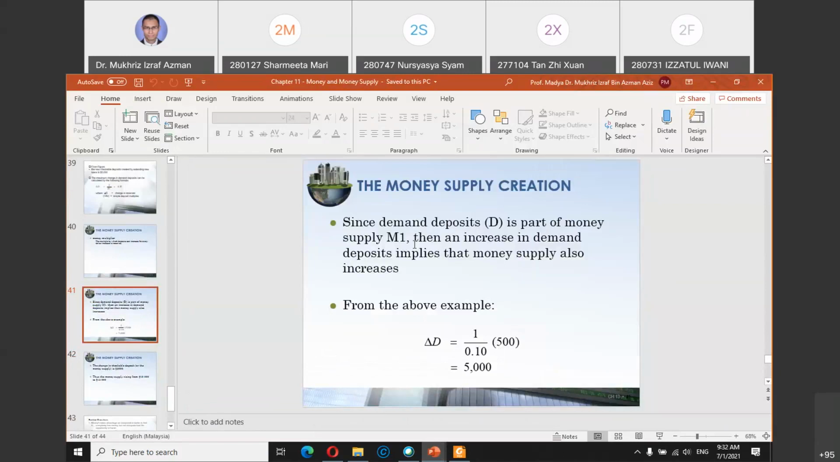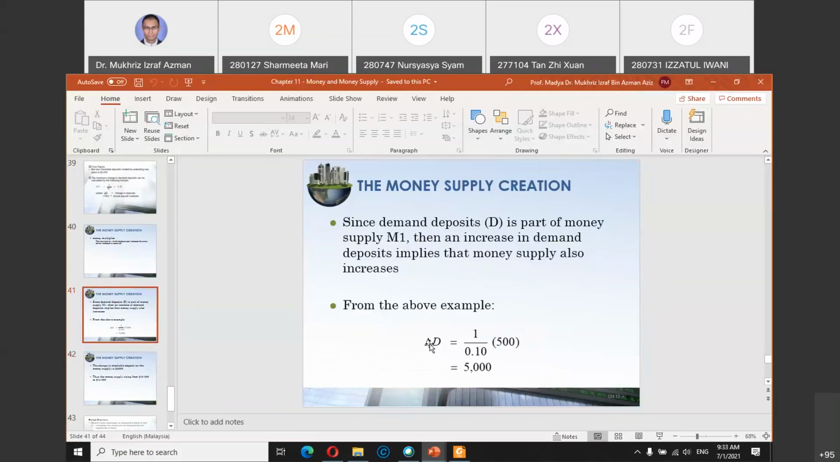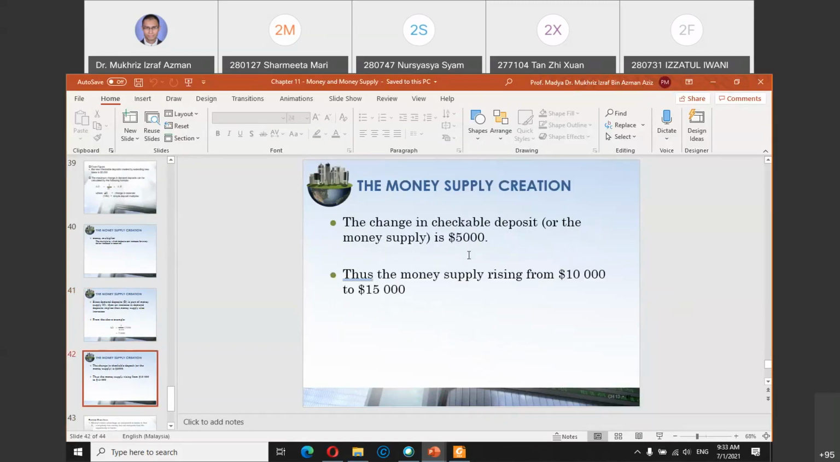Or part of the money, meaning the money that the bank receives to give out as a loan. So you can see here, the formula is in terms of change, just like the multipliers in the previous section. You have the investment multiplier, if you recall, the government multiplier, and also the tax multiplier. So the word multiplier must be measured in terms of changes. So here the change is 5,000, from 10 to 15.